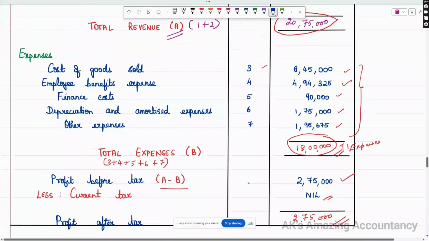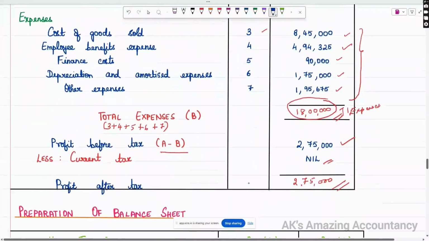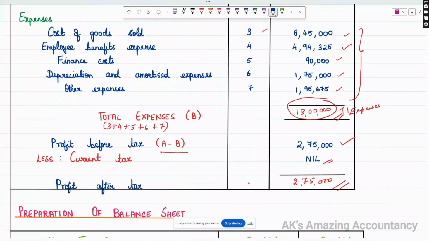Now, for the same problem, I'm going to proceed with the balance sheet. In the balance sheet, we'll be having equity and liabilities, which will be followed by assets. If you all can recollect the format, under equity and liabilities, we'll be having three main items: shareholders' funds, non-current liability, and then current liability, which will be followed by assets. And under assets, we'll have non-current assets and current assets.